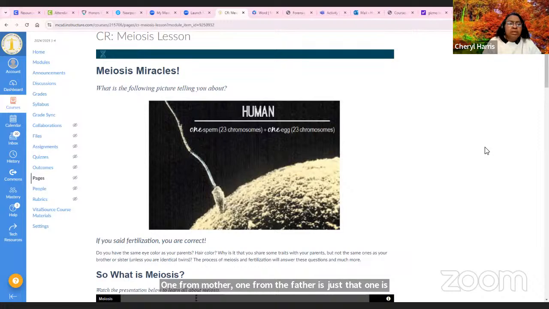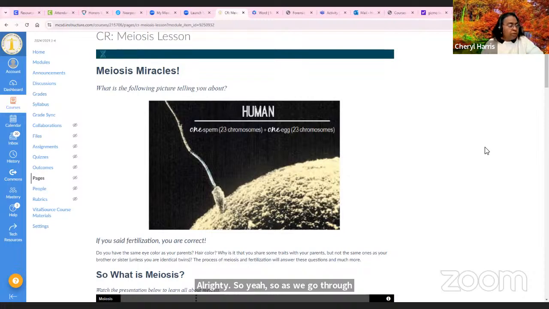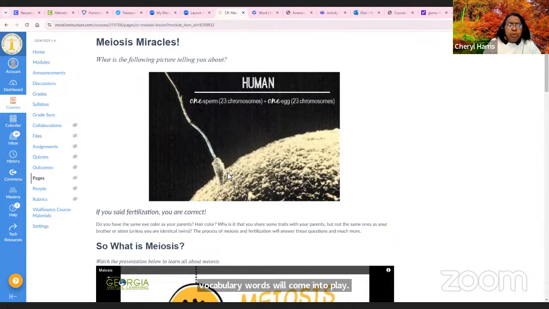So as we go through genetics, right now we're just talking about cell division, but we're going to move from cell division into genetics. And so those kinds of vocabulary words will come into play. Let's look at this one. What you're looking at in this picture, like it says, is one sperm cell with 23 chromosomes, which is half the number. Remember, you have to remember those numbers. 46 is normal for humans.